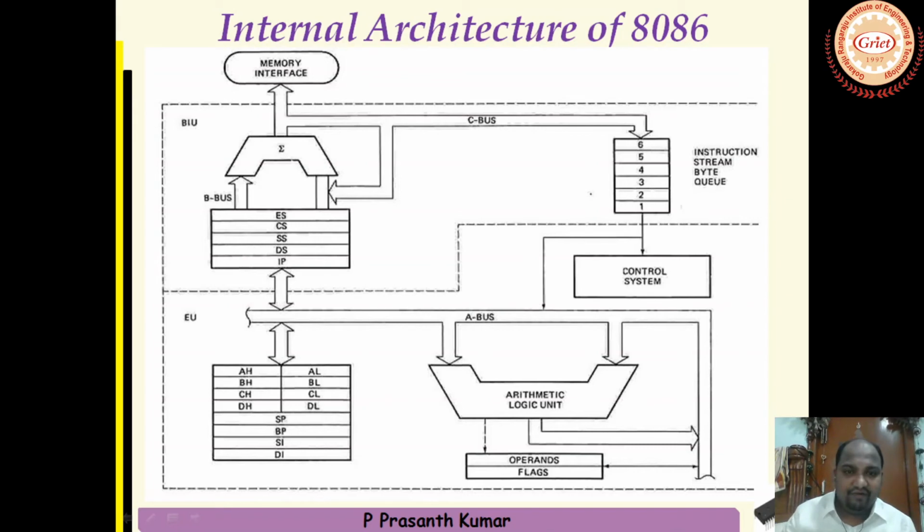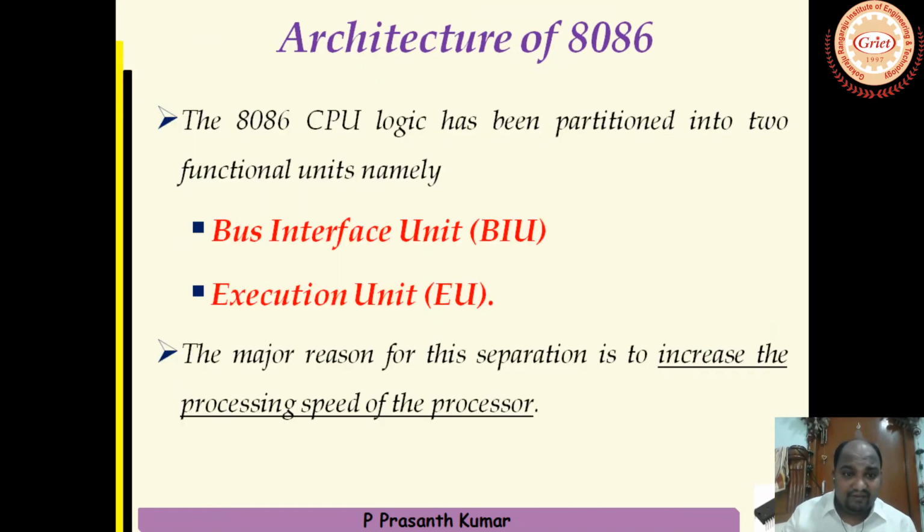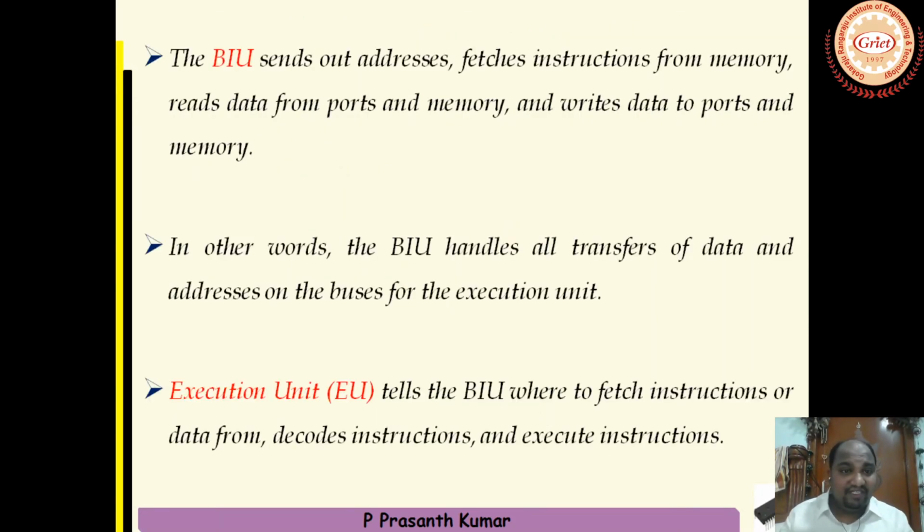Internal architecture of 8086. The internal architecture of 8086 is mainly classified into two functional units. One is the bus interface unit and another one is the execution unit. The main reason for this separation is to increase the processing speed of the processor.